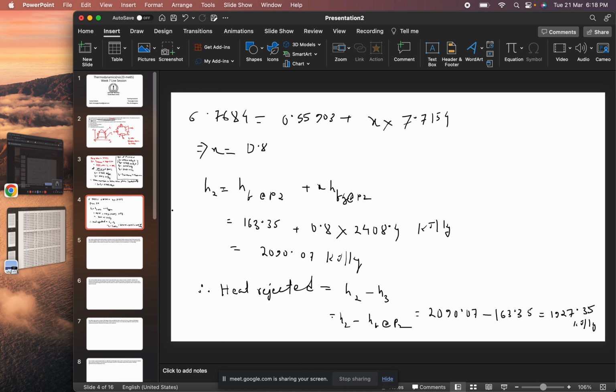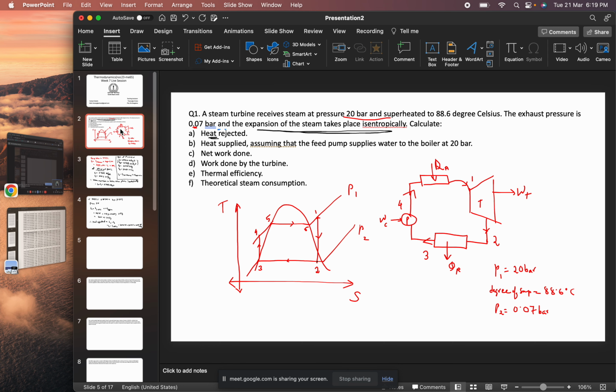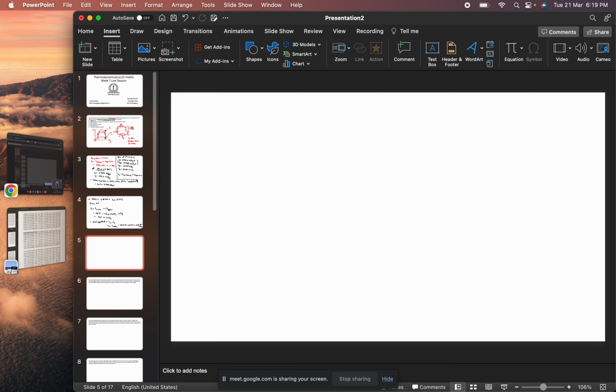Now then, since we know H1, we know H2, and from here we can also calculate one more thing. Let me show you once again. I know the enthalpy at point 1, I know the enthalpy at point 2. If I subtract H1 from H2, you will get the energy change from H1 to H2, and the energy change from H1 to H2 is basically the work done by the turbine.